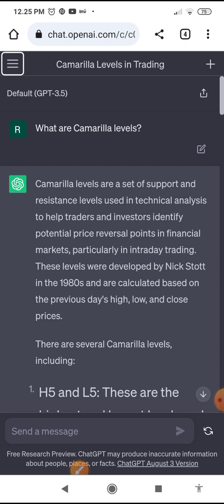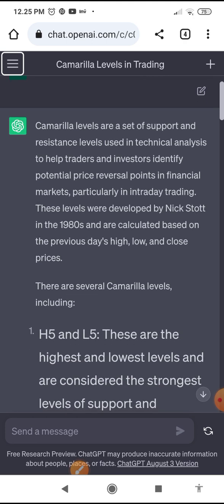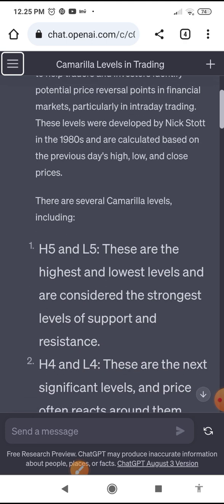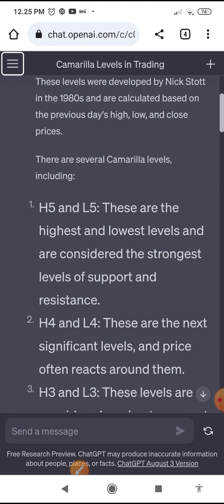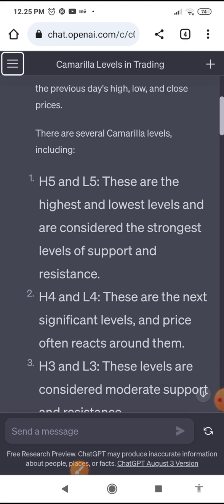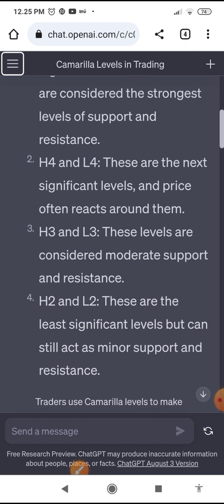There are several Camarilla levels. Now here he is saying H5 and L5. H5 and L5 are the highest and the lowest levels, and are considered to be the strongest level of support and resistance. So H5 is the strongest resistance level, and L5 is the strongest support level. Similarly, you have H4 and L4. These are next significant levels. Price will react around them.